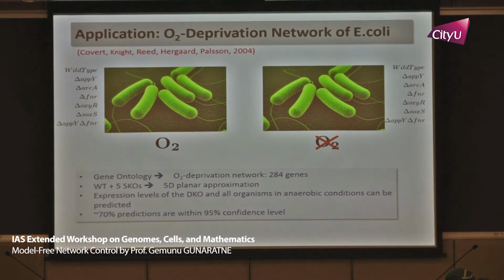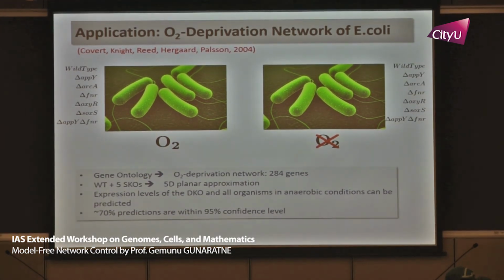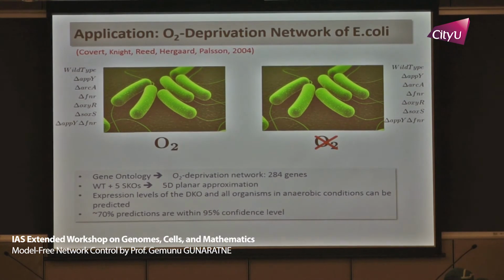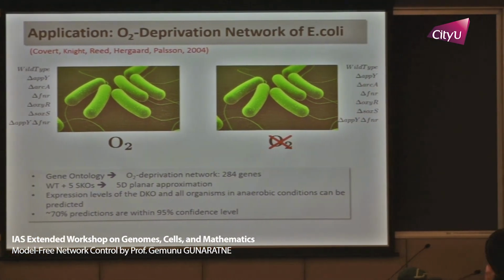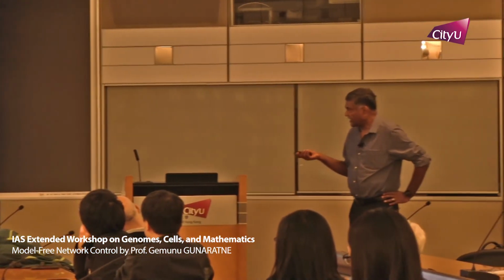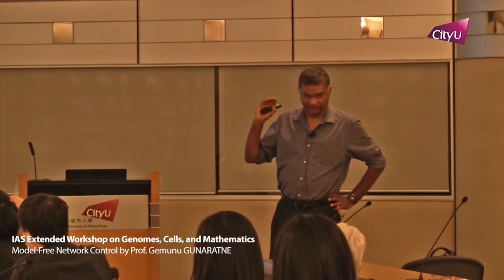We didn't put in any known information about the network. The only thing we got was these 284 genes that came from the gene ontology. It turned out that 70% of the predictions were within the 95% confidence levels. The only thing we did was this idea of the response surface, approximating it linearly. And nobody has ever been able to predict anything at this level, even with very sophisticated work.